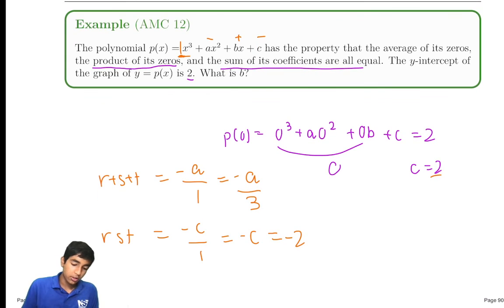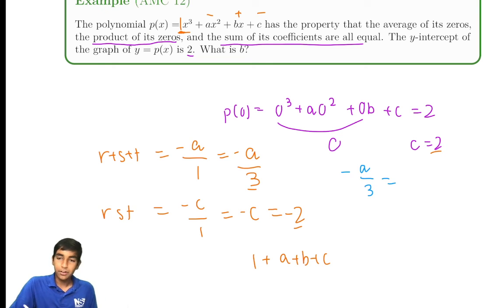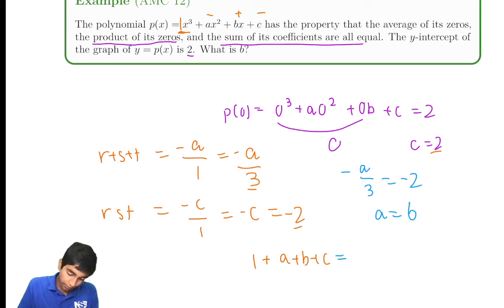Now sum of coefficients. The sum of coefficients is just 1 plus a plus b plus c. And we're given that this is also equal to both of these terms. First of all, we know negative a over 3 equals negative 2. So that means a over 3 is 2, a equals 6. So the sum of coefficients is nothing but 1 plus 6 plus b plus 2.